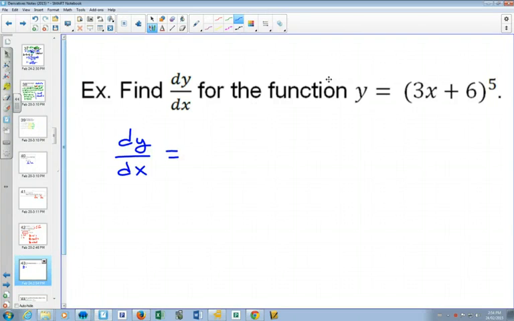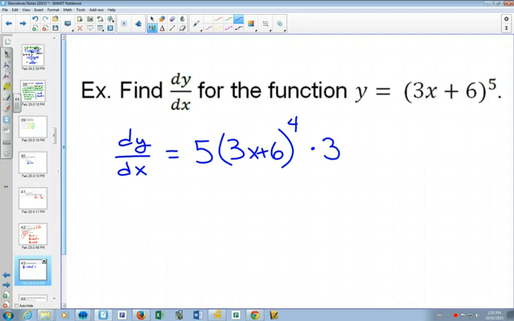I recognize that if I'm looking from the outside in, I see the power of 5 first. So all I'm going to do is do a simple derivative. The 5 would come out in front. The inside stays the same. Subtract 1 from the exponent. That's doing the outside. Then I look inside. Is the inside something that I could take the derivative of? Yes. What's the derivative of 3x plus 6? It's just 3, and we're done.